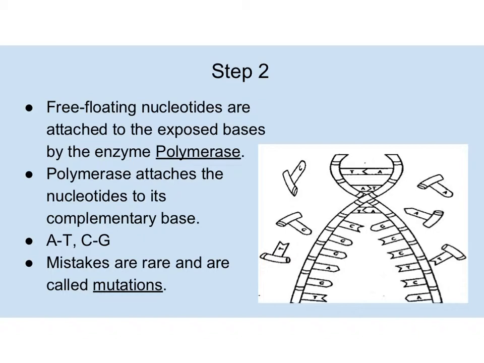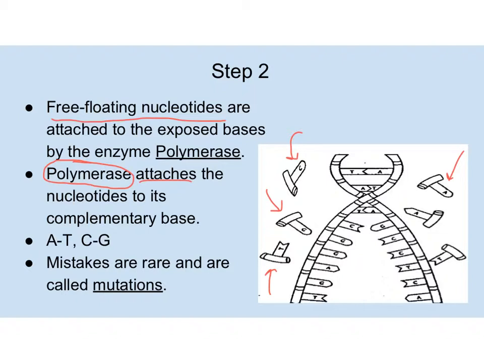Okay, so step 2 of DNA replication, you have free-floating nucleotides. And those are these guys. Here's a cytosine that's just floating around the nucleus. Here's a guanine. Here's a thymine, T. Here's an adenine, A. Now, this enzyme called polymerase is going to attach the free-floating nucleotides to its complementary base.